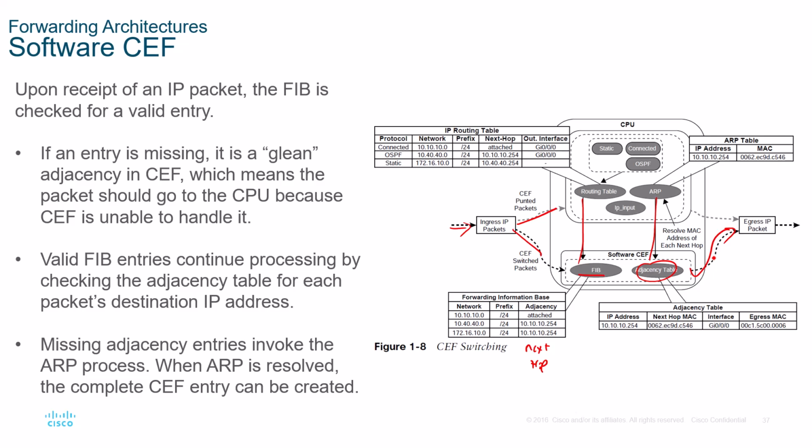Basically, if an entry is missing, it is gleaned in the adjacency in the CEF. Valid FIB entries contained.